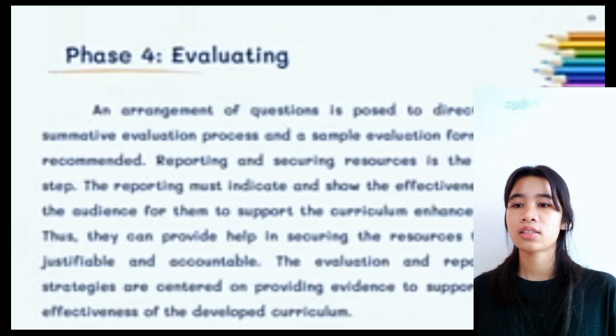Reporting and securing resources is the final step. The reporting must indicate and show the effectiveness of the curriculum to the stakeholders for them to support curriculum enhancement. Thus, they can provide help in securing resources to be justifiable and accountable. The evaluation and reporting strategies are centered on providing evidence to support the effectiveness of the developed curriculum.